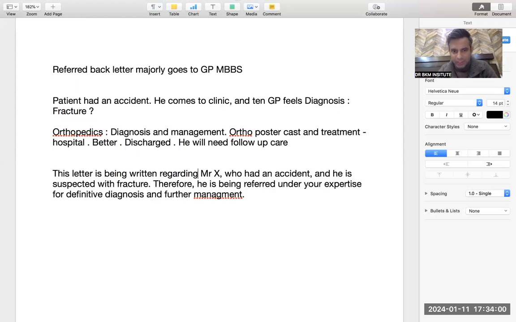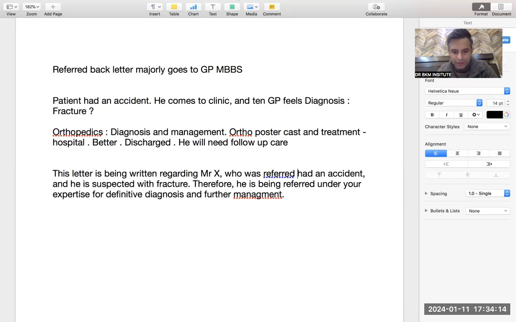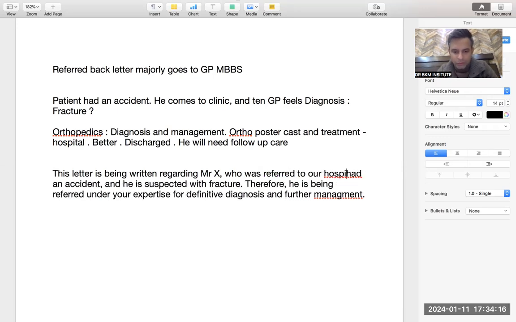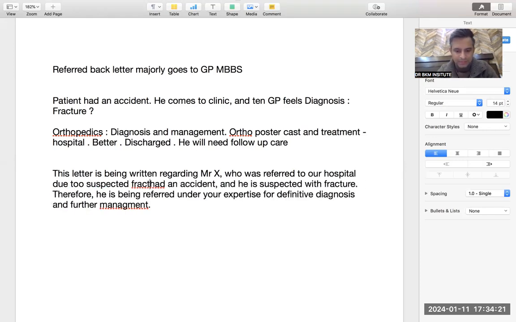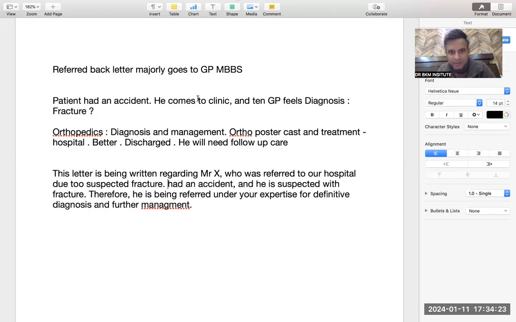Mr. X. Now the orthopedician or orthopedic nurse is writing the letter to the GP. This letter is being written regarding Mr. X, who was referred to our hospital due to suspected fracture. That was the thing, no? The GP was suspecting the fracture. So now the orthopedic nurse is writing back to the GP.